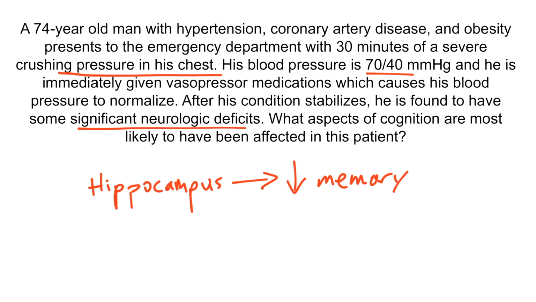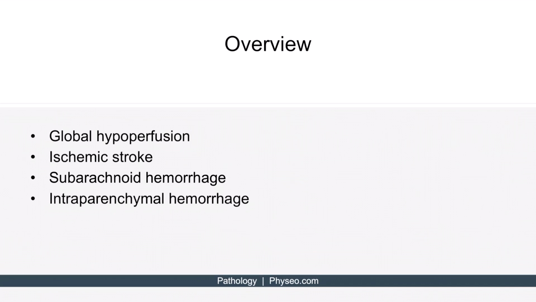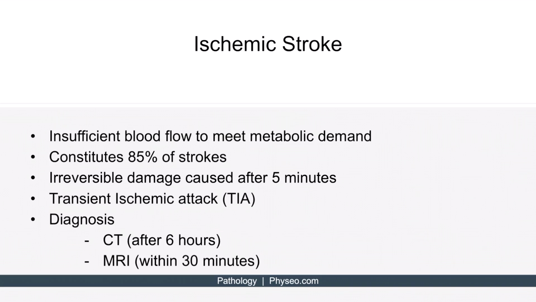All right, now let's discuss ischemic stroke. This is defined by insufficient blood flow to the brain to meet metabolic demand. It accounts for 85% of strokes, with hemorrhage accounting for the other 15%. It causes irreversible brain damage in as little as 5 minutes. If ischemia is brief and perfusion is restored quickly, it is known as a transient ischemic attack, or TIA.